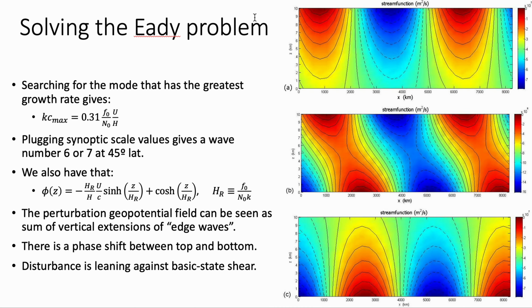We found that there are cases in which the wave can grow exponentially. So it has an imaginary part, and this wave begins to grow, and we can do a couple of things. The first thing is that there are ways to determine which mode has the greatest growth rate. If you do that, you can find this Cmax as this function over here. And this is a configuration that has wave number 6 or 7 at 45 degrees latitude. Okay, so something similar to what we see in the real atmosphere.